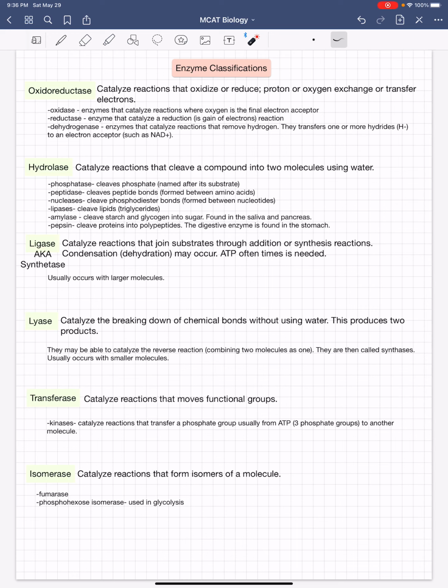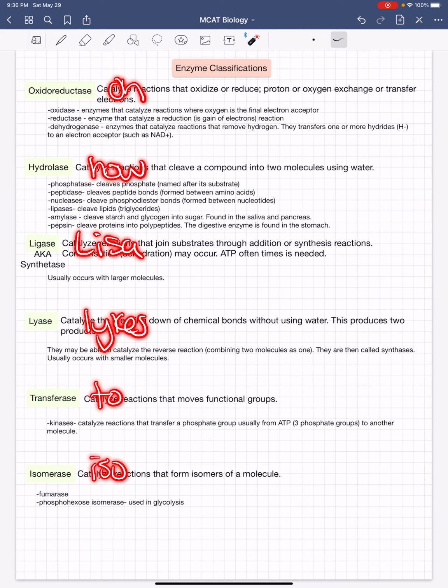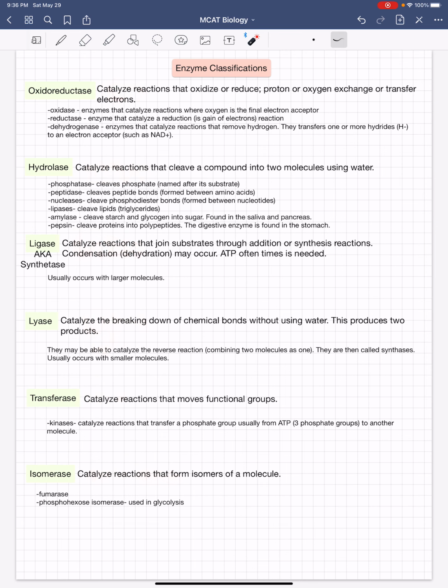I'm going to be reviewing enzyme classifications. There are 6 types, and the way I like to remember them is by using the following mnemonic. O, how, Lisa likes to isolate herself. And notice how I misspell the word likes so that it looks similar to the enzyme.